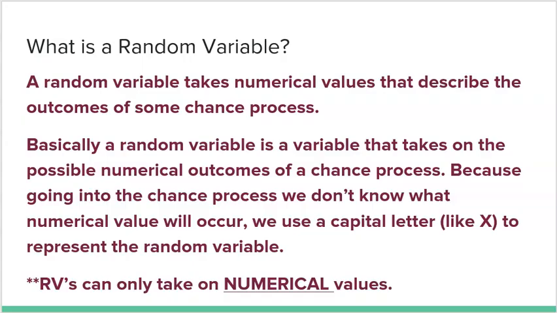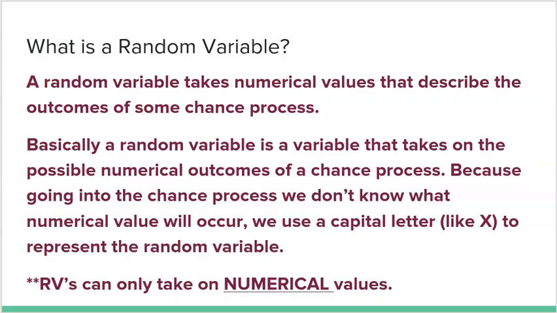First off, what is a random variable? A random variable takes numerical values that describe the outcomes of some chance process. So in fact, it's very similar to algebra class, right? What is a variable in algebra? It is a letter that we use in place of a number that we do not know. Well, that is the exact same thing a random variable is in statistics. It's a letter that we use in place of an outcome that we do not know. So that's why we add the word random in front of it, because that outcome comes from a random process.